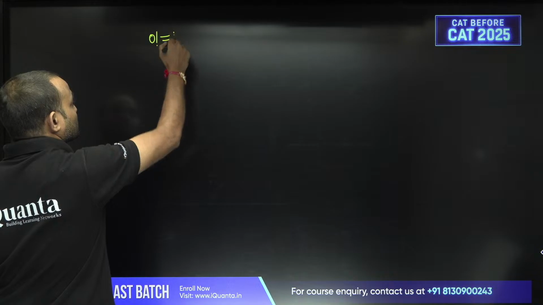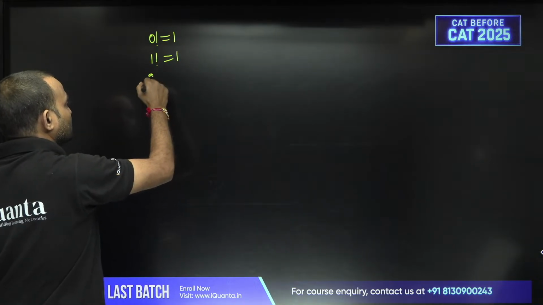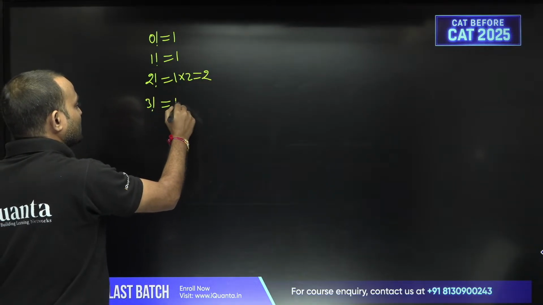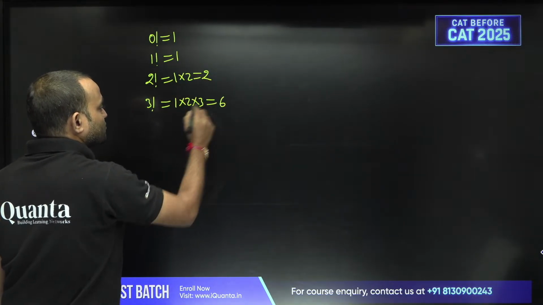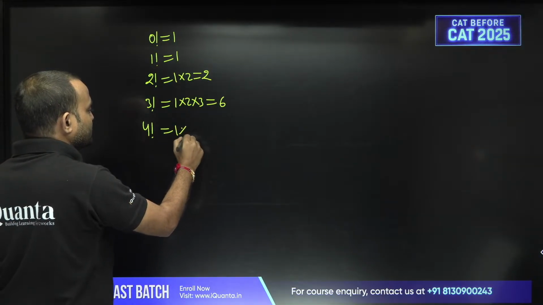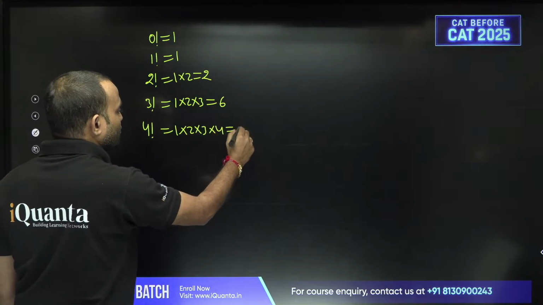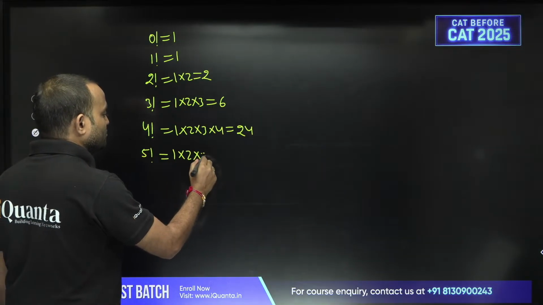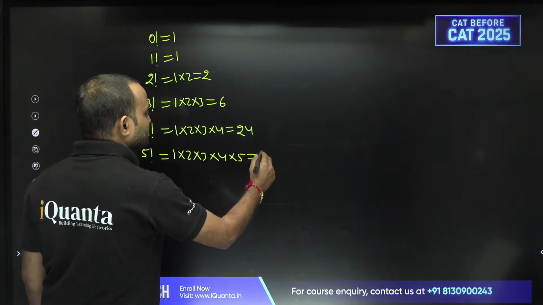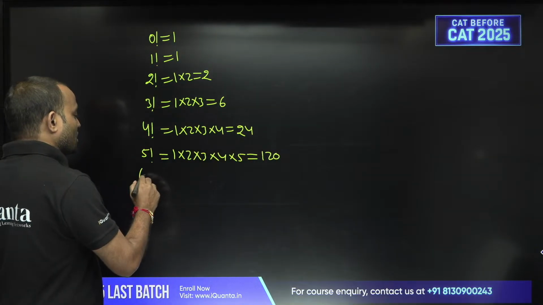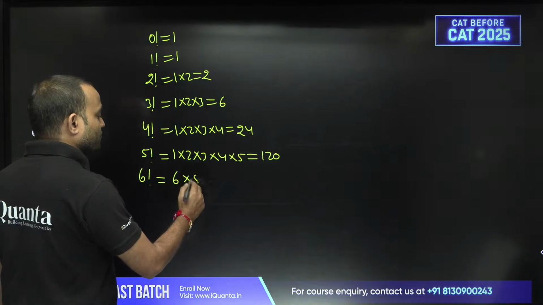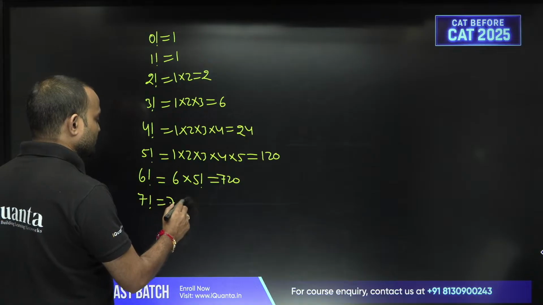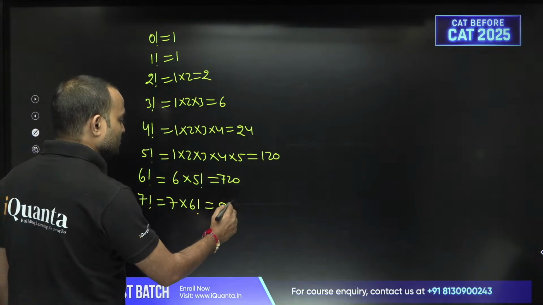0 factorial is equal to 1. 1 factorial is equal to 1. 2 factorial is equal to 1 into 2, which is equal to 2. 3 factorial is equal to 1 into 2 into 3, which is equal to 6. 4 factorial is 1 into 2 into 3 into 4, that is equal to 24. 5 factorial is equal to 1 into 2 into 3 into 4 into 5, that is equal to 120. In short, we can also write 6 factorial as 6 into 5 factorial, which will be equal to 720. 7 factorial will be equal to 7 into 6 factorial, which is 5040.